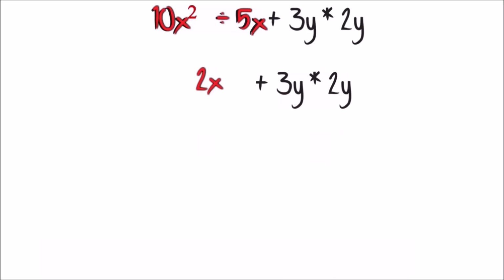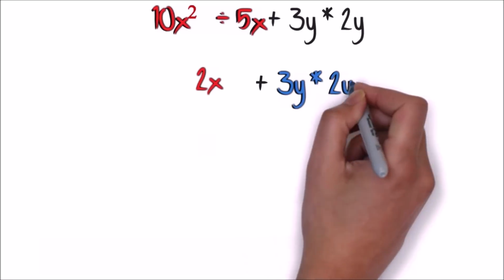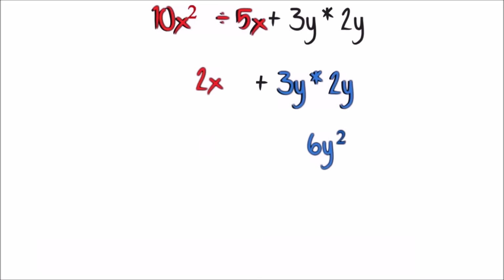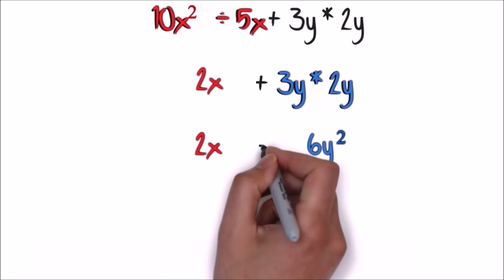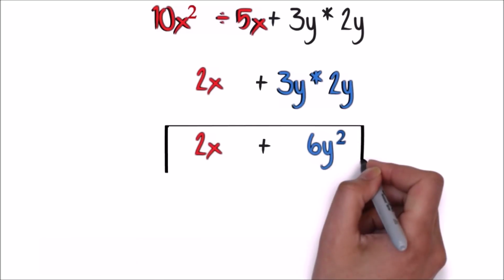We do multiplication and division first. So we work on the 3y times 2y to get 6y squared. What we have now is 2x plus 6y squared. As we know, we cannot add these two terms because they have different letters. So that is our final answer.